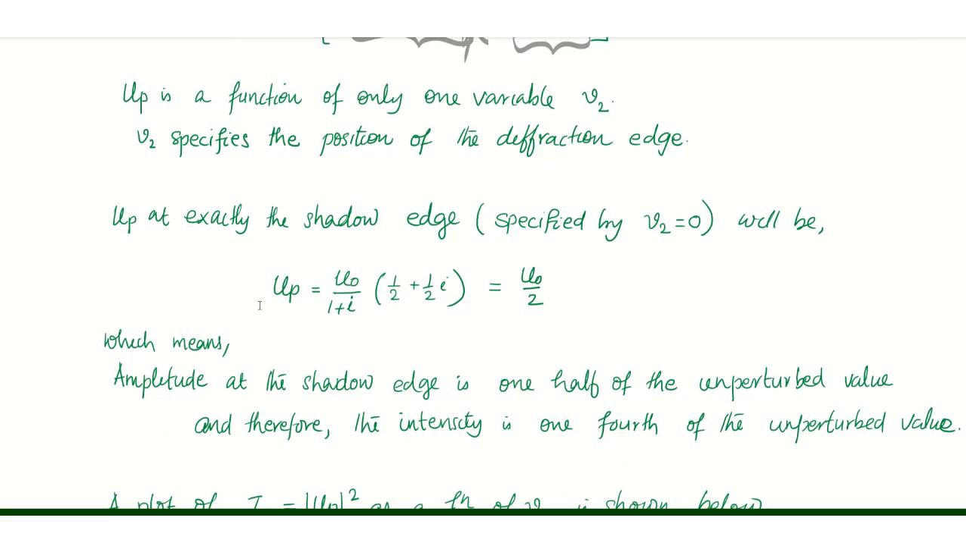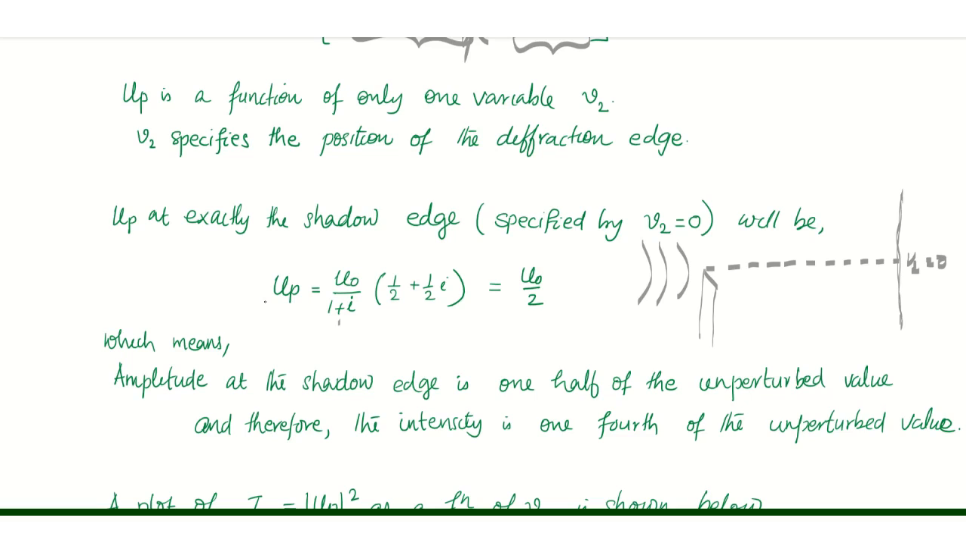Now, what will be the intensity or U0 exactly at the shadow edge? This is your situation now. We have a spherical wave coming in. This is your shadow edge. Ideally, if there were no diffraction, you should have had a perfect shadow, and this is V2 equal to 0. If V2 equals 0, this is what you will get: U0 over 1 plus I, half plus half I, if you apply the limits.